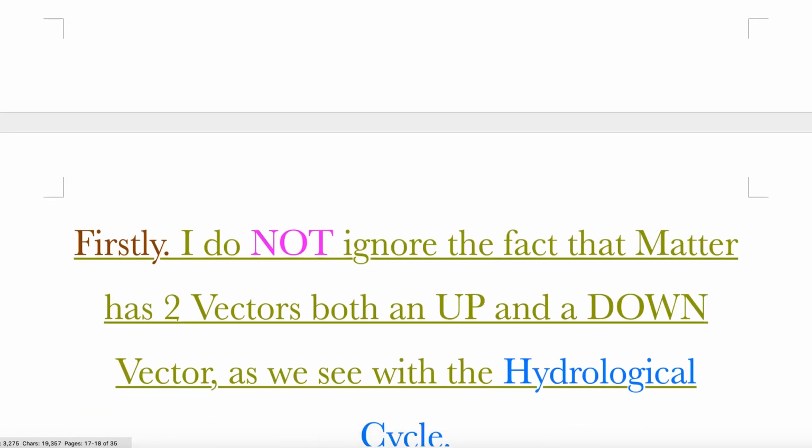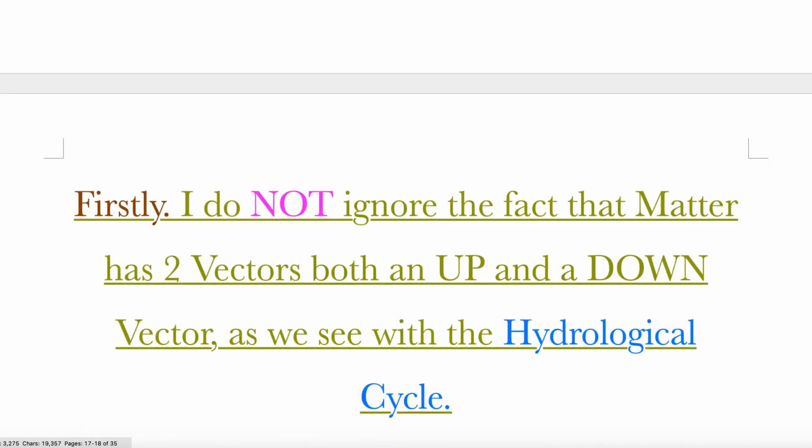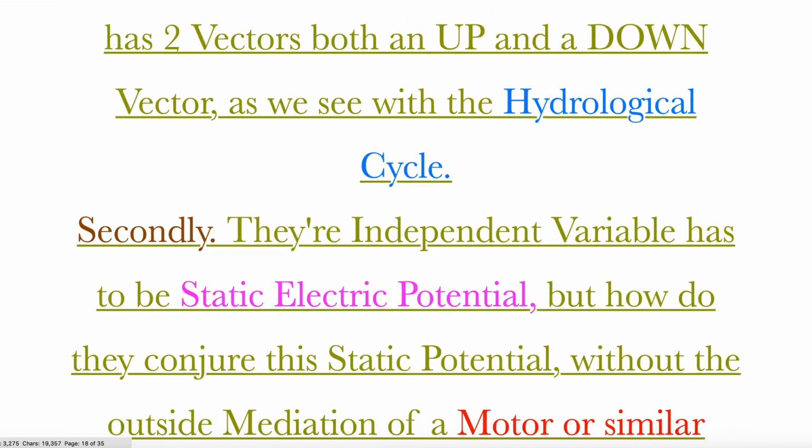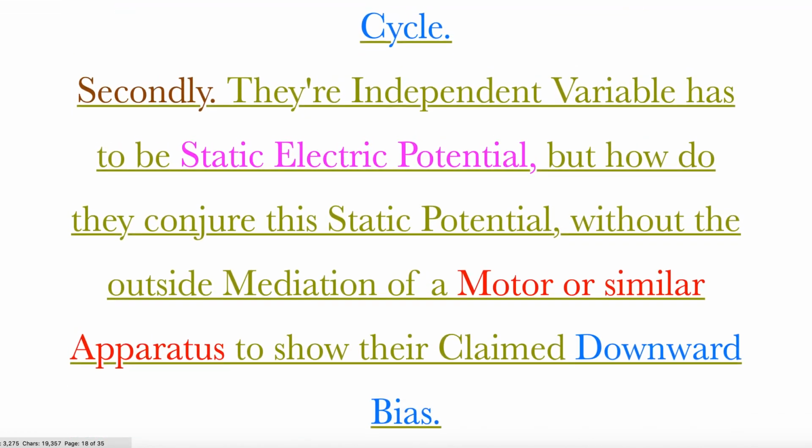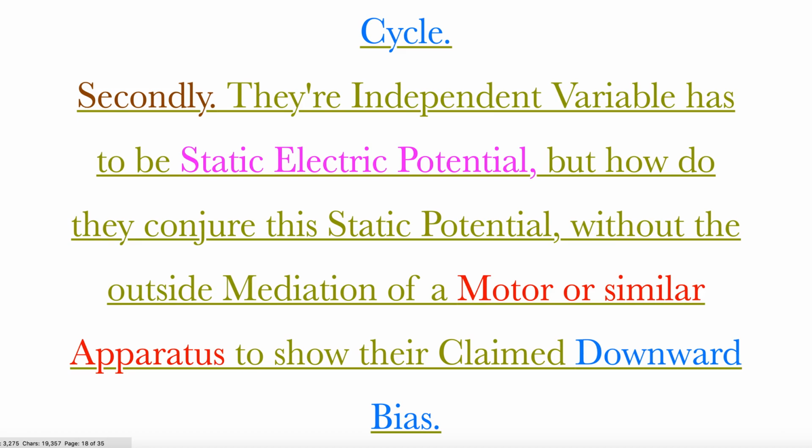Right? Because in the hydrological cycle, you have evaporation of water becoming water vapor, rising up. When it condenses, it becomes clouds. Then, when the phase changes enough, it becomes rain. The rain falls down back to the ground. Okay, so that's the hydrological cycle. So, two vectors. Secondly, their independent variable has to be static electric potential.